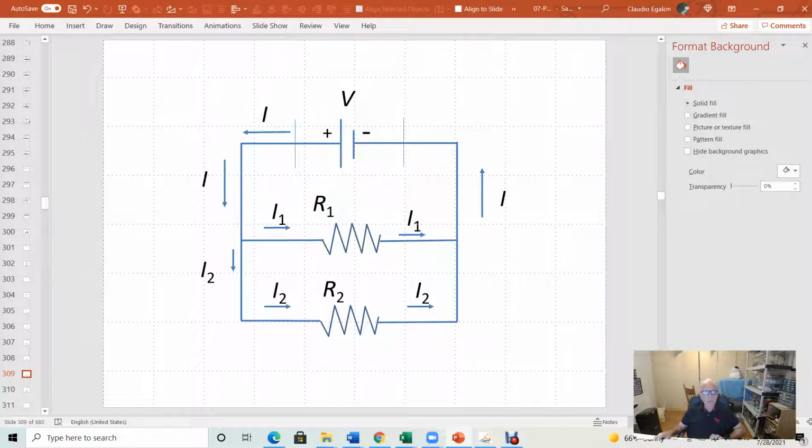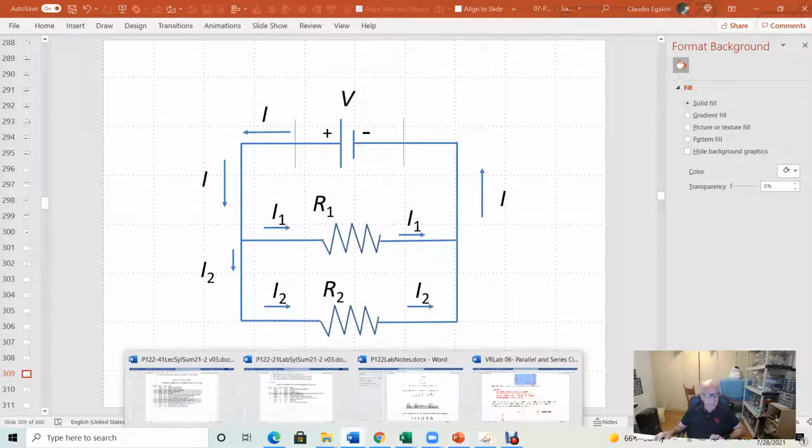And once they reach this point, the currents I1 and I2 are going to be combined. Because the two resistors are connected in parallel with the battery, the potential difference here is going to be the same as the potential difference here and the potential difference here. The voltage in this case is not split. They are the same. But the current is split.